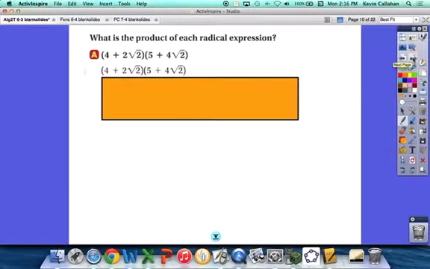All right, so now we're going to multiply binomial radical expressions.